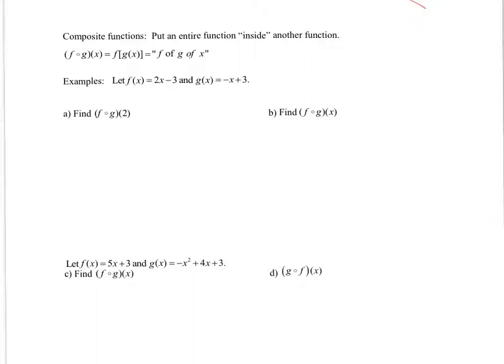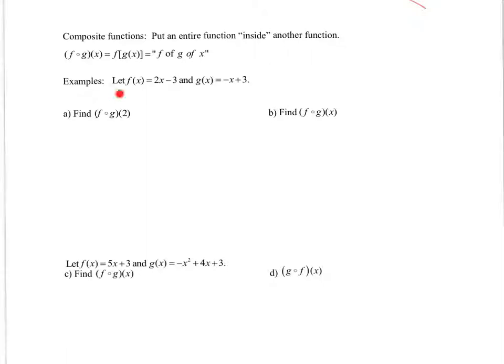So there's a new notation. Notice these symbols. There's an open circle. That does not mean multiply. It's a symbol that means something, and you'll see them all over the place. Sometimes people abbreviate this as "f of g" or "g of f" because it looks like an O. So if you hear people referring to that, that's what they're talking about: composite functions, or function composition.